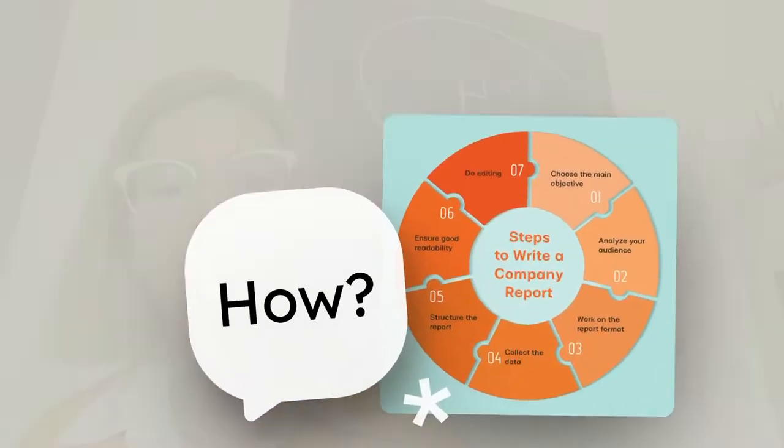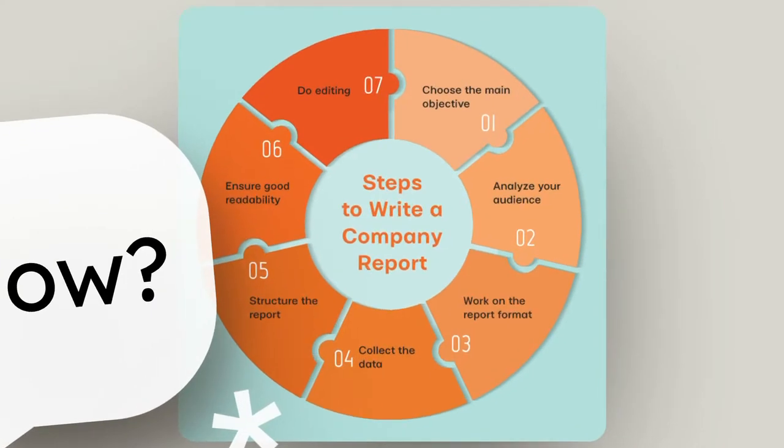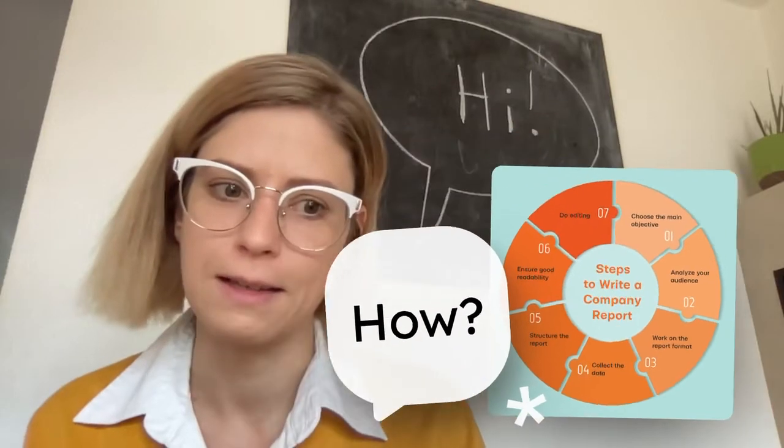So again, our 7 steps for how to write a report is to choose the main objective. Normally this will be given by your teacher and you will have your bullet points in your test. You analyze your audience. Make sure you know who it is you're writing this for. Work on the format. Collect all the data from the graphs. Structure the main report exactly the way we were just discussing. Ensure it is good to read. Ensure I know what you are talking about. And do the editing in the end if you have time during a test.